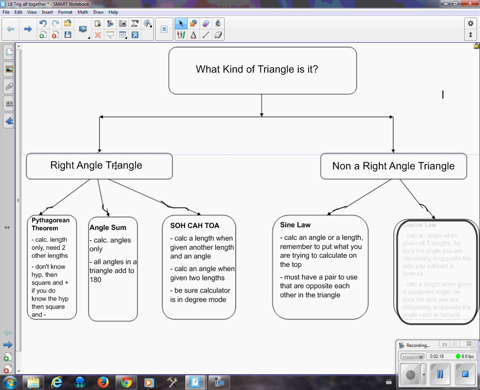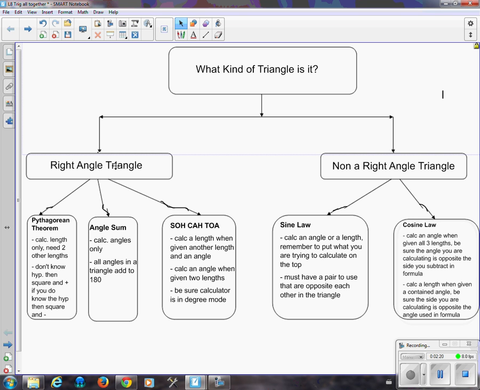Second, with a non-right triangle, cosine law. Cosine law, calculate an angle when all three lengths are given. Be sure when using your formula that the angle you're trying to calculate, when you enter in your formula, the side you subtract is opposite or across from the angle you're trying to calculate. And you can also calculate a length with the cosine law when given a contained angle. That's an angle between two sides. Be sure the side you are calculating is opposite the angle used in the formula.